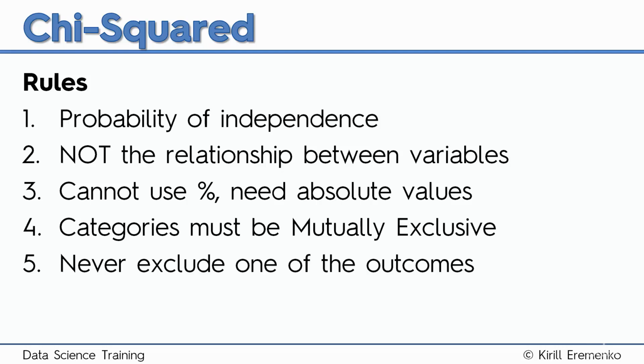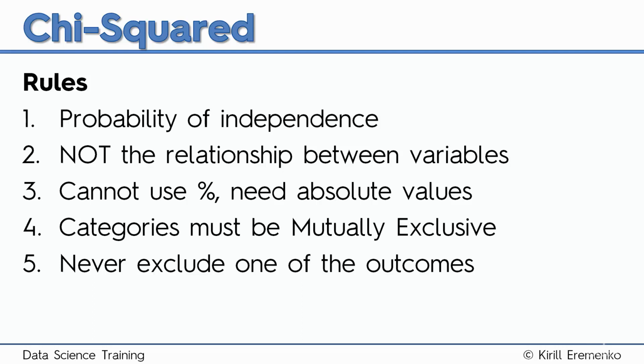Number five, never exclude one of the outcomes. Doesn't really apply in our case, but it's good to know about. Sometimes your data might have several outcomes. Like we have only two, yes or no. Did the person exit or did the person stay? But maybe you might have a different data set that might have three or more outcomes. I'll give you an example.